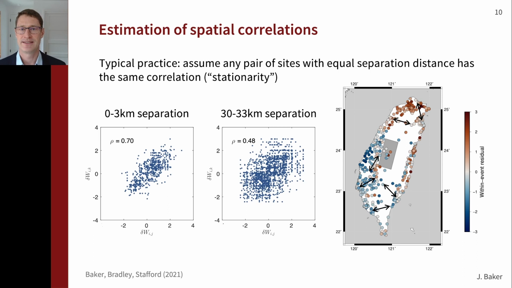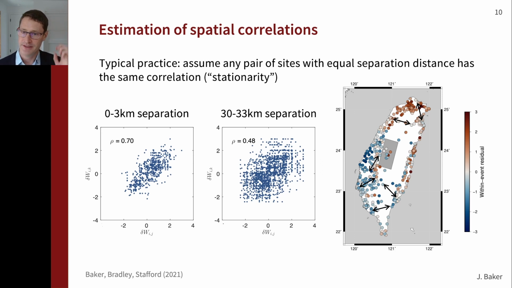So what we do instead, for practical reasons, is we assume that this correlation in ground motion intensities is only a function of the separation distance between the stations, all right? And that any pair of stations with the same separation distance is going to have the same correlation. This is what we call an assumption of stationarity. So if I'm looking for a correlation between two stations with a given separation distance, I'm going to find all the pairs of stations with that separation distance and pool those paired observations together to make my collection of data I can use to estimate correlations. And that's illustrated in these plots on the left.